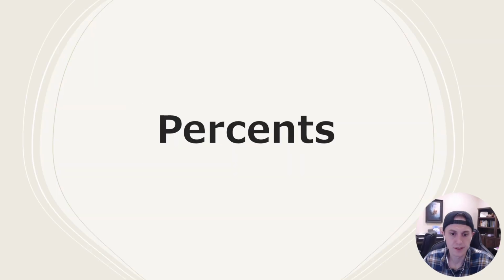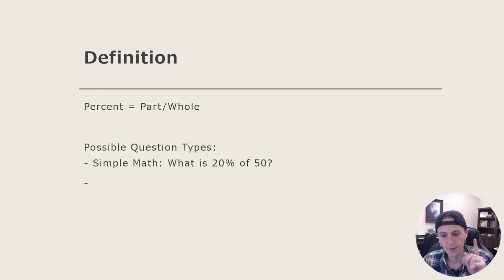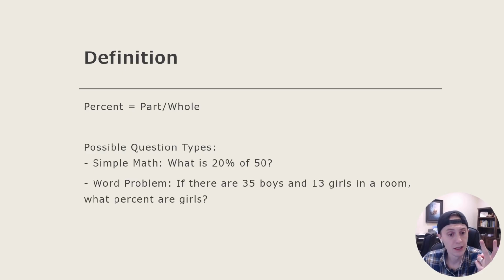All right, percents. First of all, quick definitions here. Percent is a part divided by a whole. Possible question types. There are 2 of them. Number 1, simple math. What is 20% of 50? Possible question type number 2, word problems. If there are 35 boys and 13 girls in a room, what percent are girls?